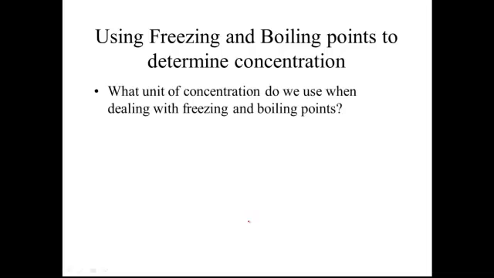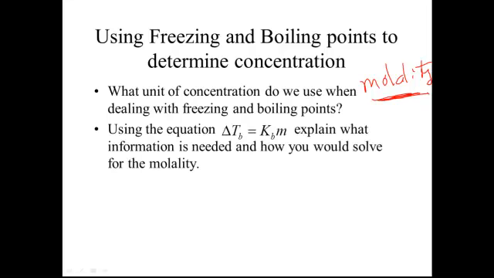So when we use freezing and boiling points to determine the concentration of the solution, we want to think about what unit of concentration we use when we're doing this. And that was something that we learned in our last lesson. Anytime we're dealing with freezing and boiling points, we only use molality. As I told you a few lessons ago, when you are using concentrations, typically you're going to use molarity. Really the only time you use molality is when you're dealing with freezing points and boiling points. So we can use this equation, delta TB equals KB times m, to explain what information is needed and how we would solve for the molality.